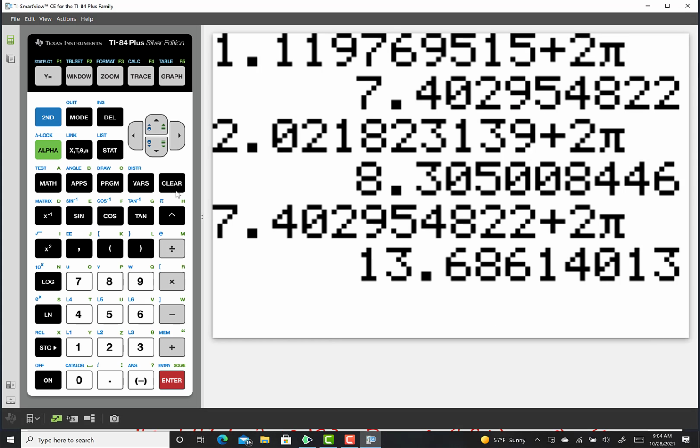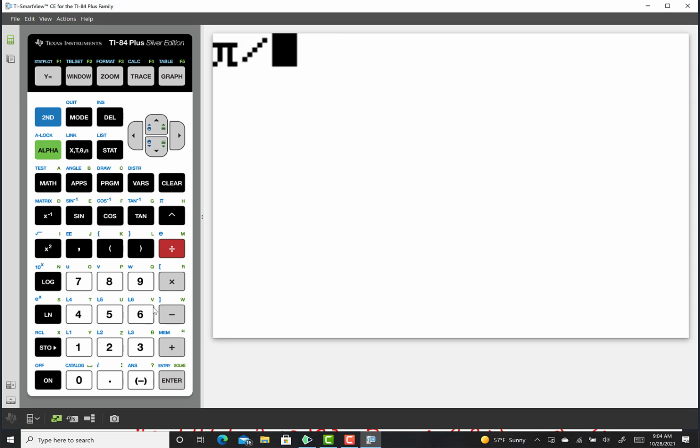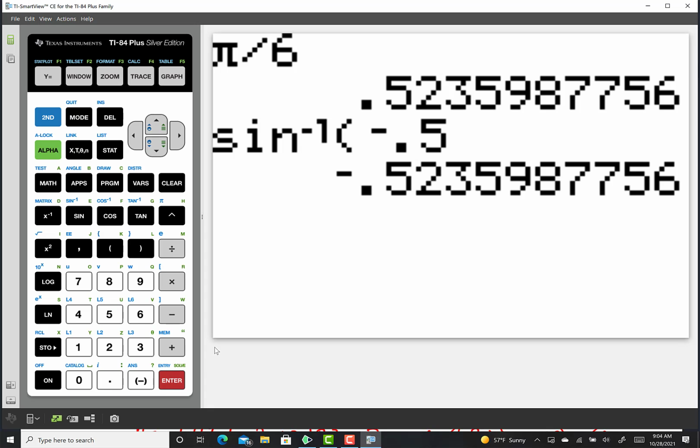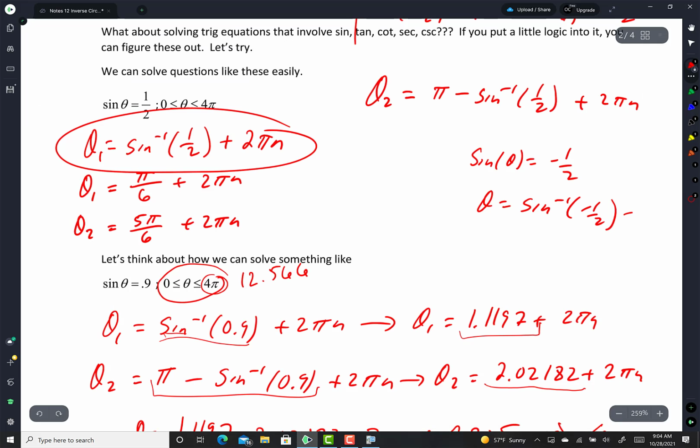So check it out. Clear, second pi over 6. And we know this is in quadrant 4 and quadrant 3, right? So arc sine of negative 0.5, and voila, look, there's a negative in the front. If you think about it, pi minus a negative pi over 6 is 7 pi over 6. What does the calculator spit out? Negative pi over 6. Pi minus a negative pi over 6 is 7 pi over 6, which is an answer where sine is a negative half.